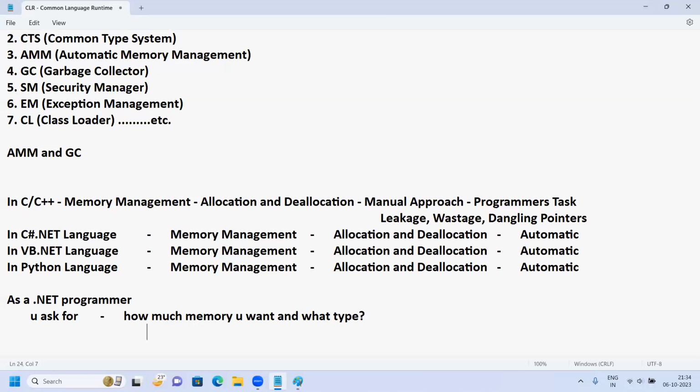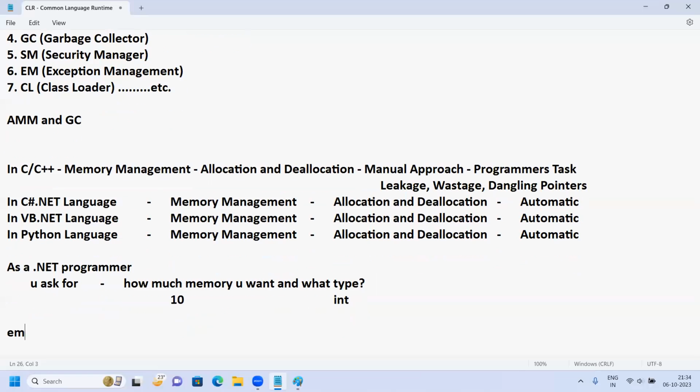How much memory do you want? You say you want 10 bytes of memory, 10 locations of memory. Which type of memory? Of type integer. But you just mention this. .NET software will do it for you. It will take care of that complete memory because it is going to deal with three types of memory concepts. Three types of memory concepts. What are they called? Three types.